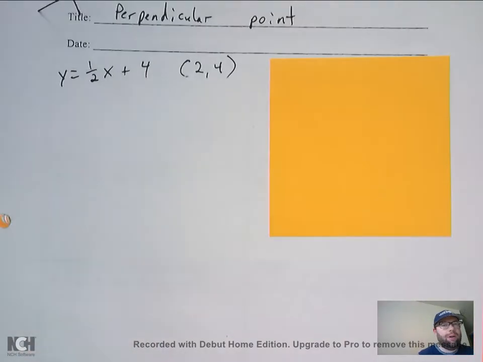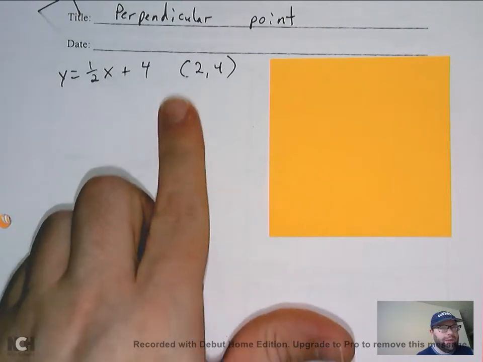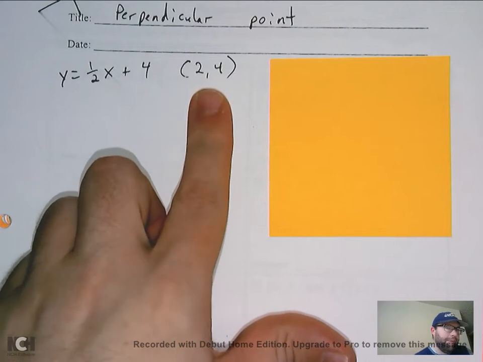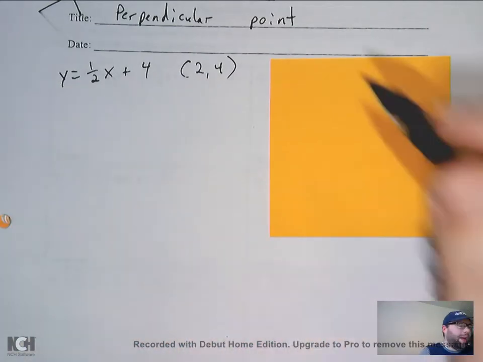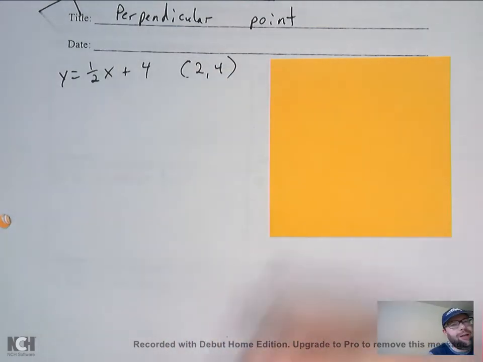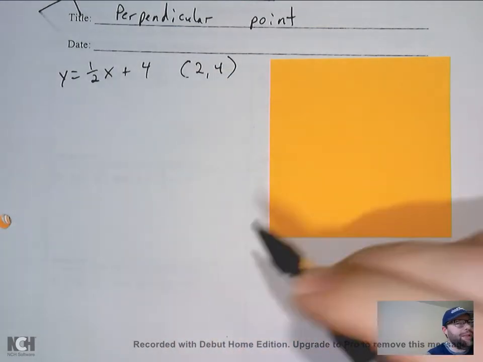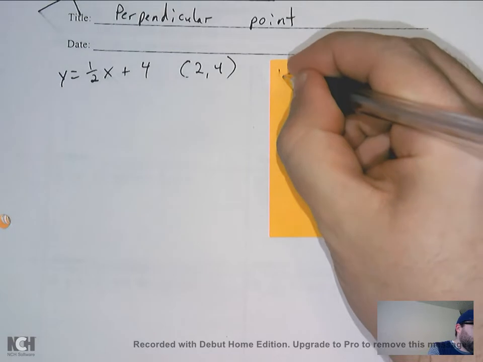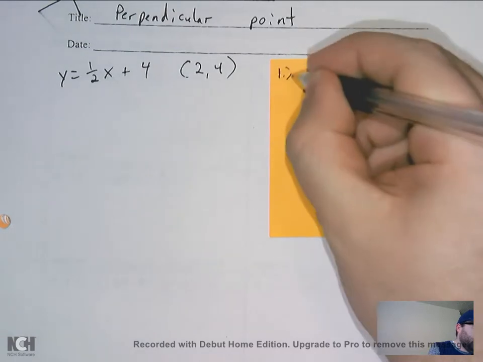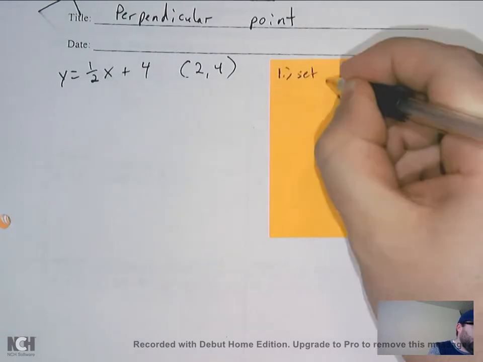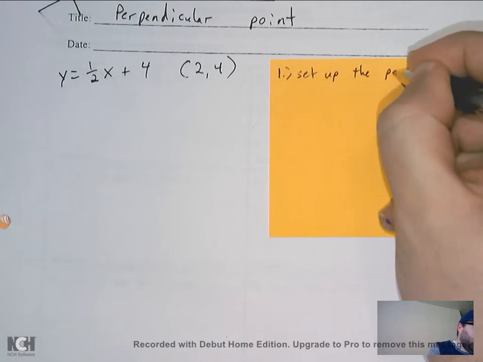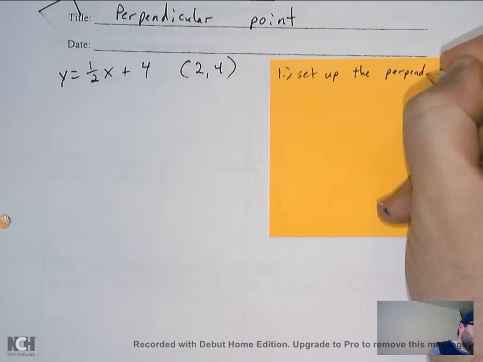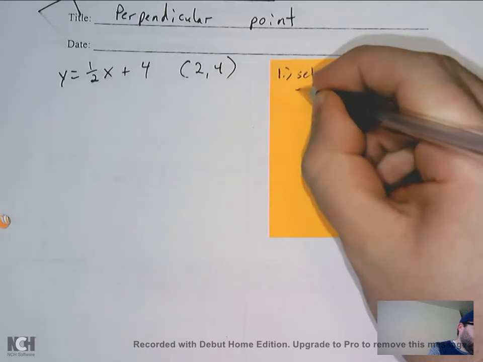So to create a perpendicular equation that goes through this specific point, I need a specific perpendicular line. Not just anyone, so I can't just change the slope. I have to do some stuff, just like we did with parallel lines. I have to find a y-intercept, basically. So the very first thing I'm going to do is set up the perpendicular equation.